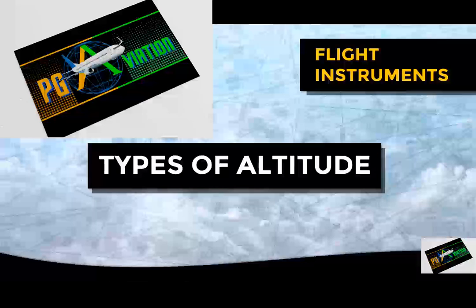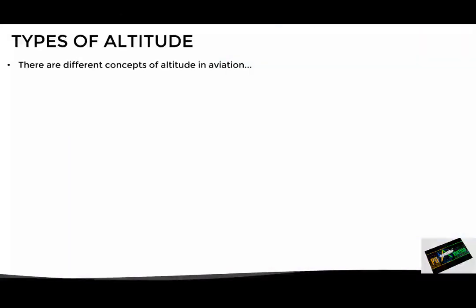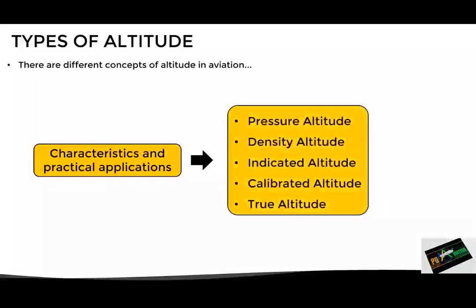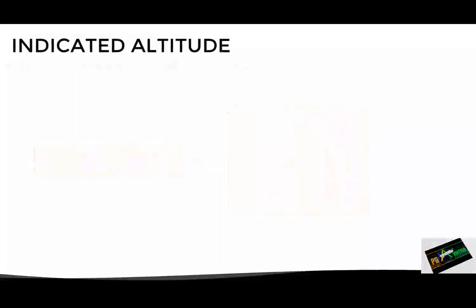We will talk about the types of altitude. In aviation, there are different concepts of altitude depending on their characteristics and practical applications. Here, we can mention the pressure and density altitude, which we discussed in a previous video. But we also have the indicated, calibrated, and true altitude, which we will see in detail in this video. So, let's begin with the indicated altitude.